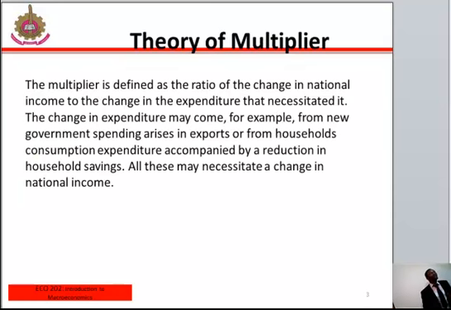The multiplier is defined as the ratio of change in national income to the change in the expenditure that necessitated it. The change in expenditure may come, for example, from new government spending, rises in exports, or from households' consumption expenditure accompanied by a reduction in household savings. All this may necessitate a change in national income.